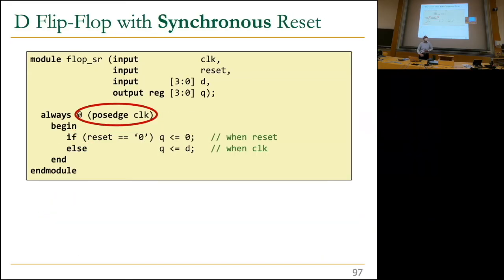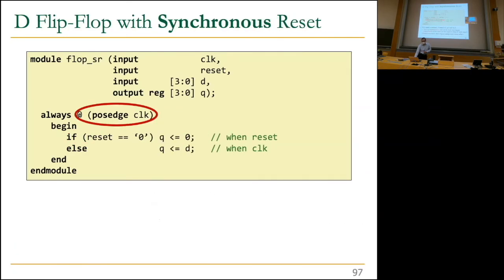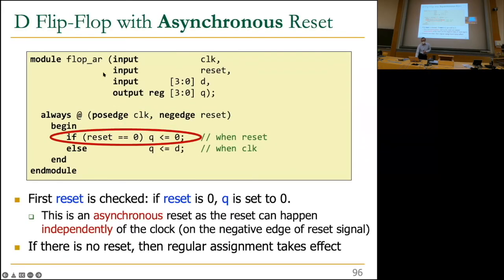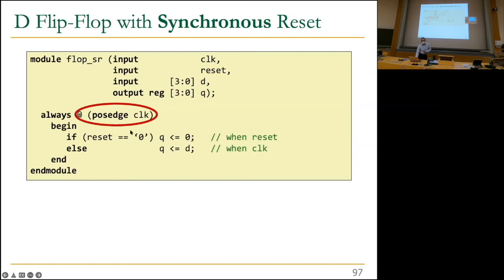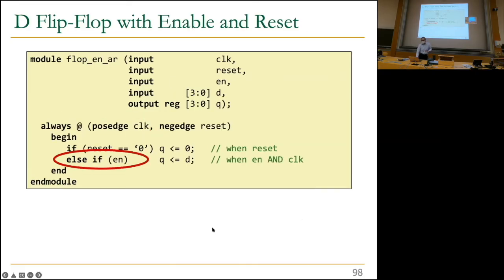Okay, this is a D flip-flop with a synchronous reset. The difference, you can basically look at the difference, right? It's very similar, except the synchronous reset doesn't have the reset in the sensitivity list. Only at the positive edge of the clock you react, or these statements get executed. And if reset is 0 at that point in time, good, you reset the flip-flop. Otherwise, you basically change the state to the input value. This is the difference between synchronous and asynchronous. As you can see, reset happens only when the clock rises.